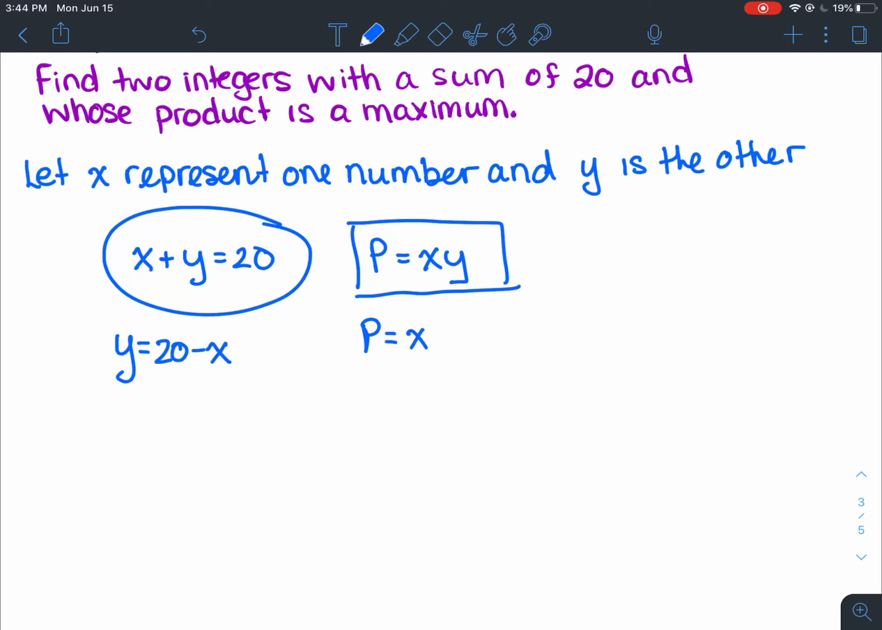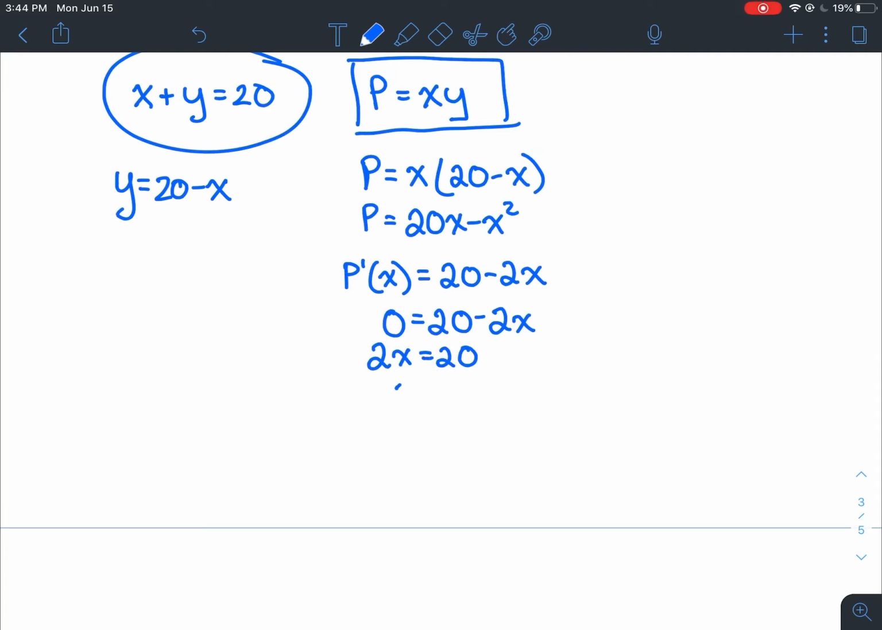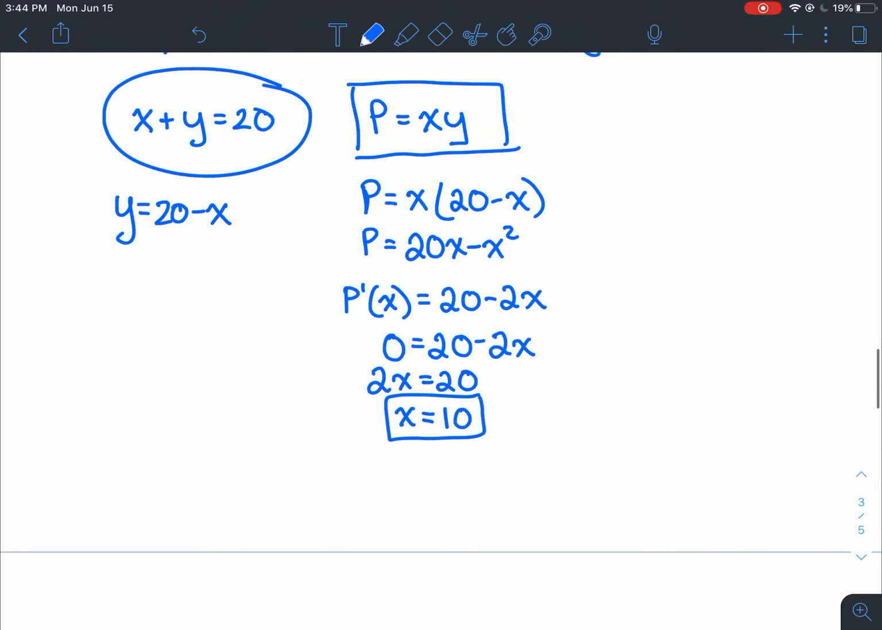So p is equal to x times 20 minus x. And then I'm just going to expand that. So I have 20x minus x squared. And now let's take the derivative. So the derivative is going to equal 20 minus 2x. And then I'll set the derivative equal to 0 to find my critical point. So 2x equals 20, therefore x equals 10. And then if I want to find y, I just do 20 minus x. So y is also 10.